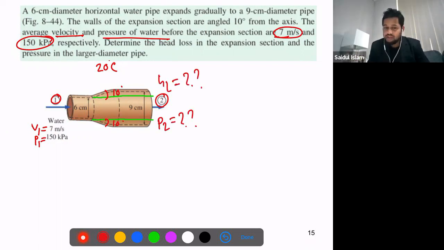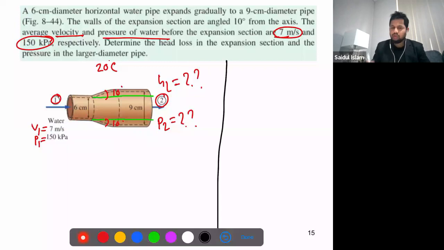So it's an interesting problem. We need the head loss, and we need the pressure. The first is the head loss. I believe all of you understand this problem. This is 6 centimeter, this is 9 centimeter, 10 degree angle, overall 20. This is the inlet, we define it as 1. This is 2. The velocity here, P1, this is P2, and head loss HSL we need to calculate.